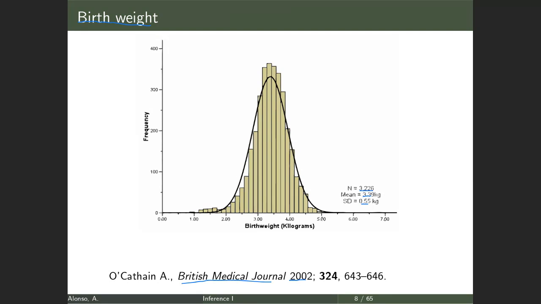And here again, you have the histogram with the normal distribution on it. And you see again that birth weight seems to follow the pattern of the normal distribution. So it's a pattern that pops up in nature very frequently. And that, together with the nice mathematical properties, has made the normal distribution a very useful model in science.